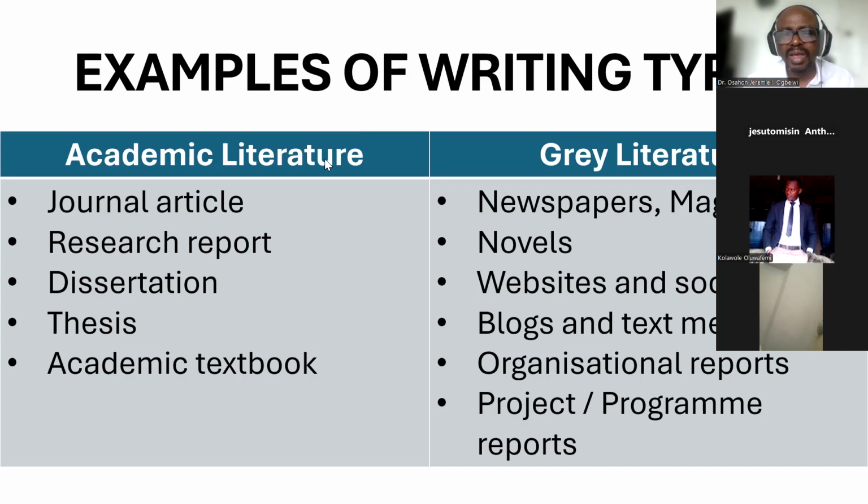and social media, blogs, texts, and messages, organizational reports, project reports. So all these are called gray literature. And these are the examples. I'm sure you can add more examples to this list, but it just tells you the types of academic literature and types of gray literature.